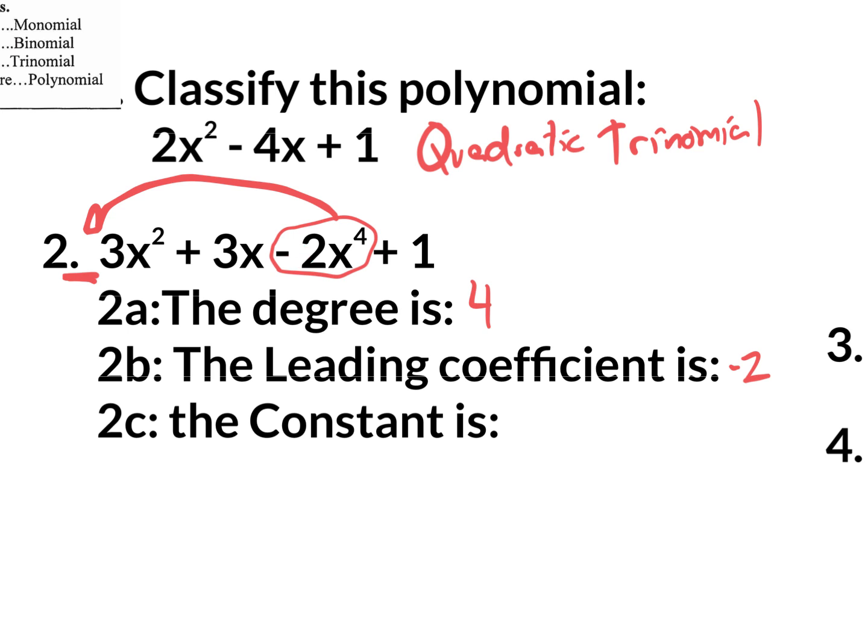Okay, and then last but not least, on this second question, the constant is what? 1. Yep, the constant is 1. And I think this is either drag and drop your values right there, or drop down menu, or fill in the blank. But it's going to be some type of question that asks you for the degree, for the leading coefficient, and for the constant. That's question 2 on the practice quiz. Moving on to question 3.